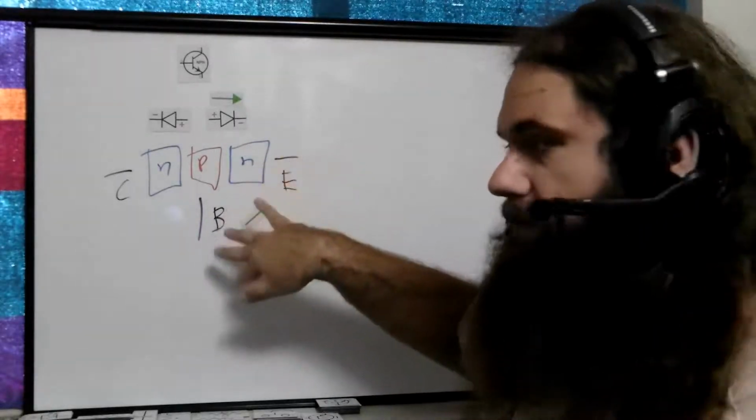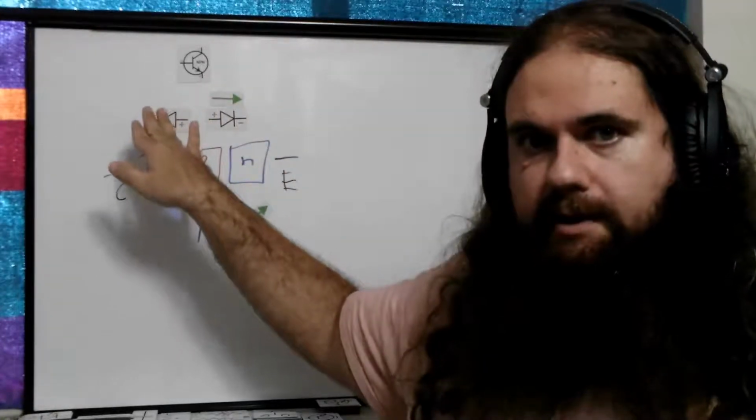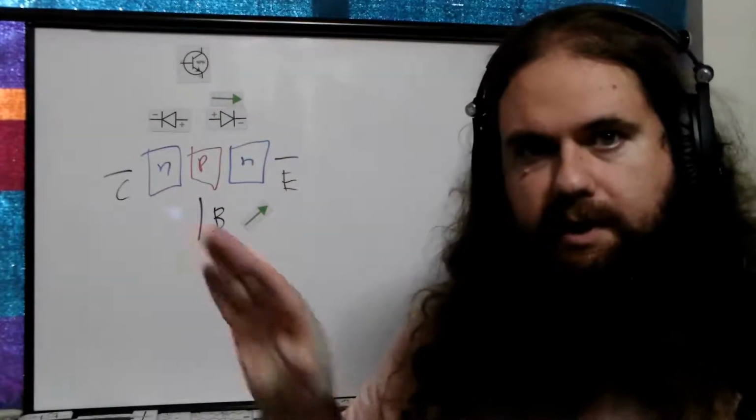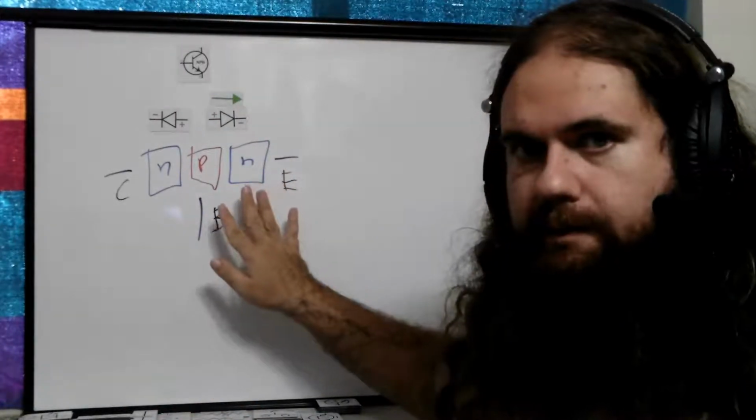If this is off, if base emitter is off, then forget about this. We're not operating it in reverse. We're not doing any fancy stuff. If this is not forward biased, it's off.